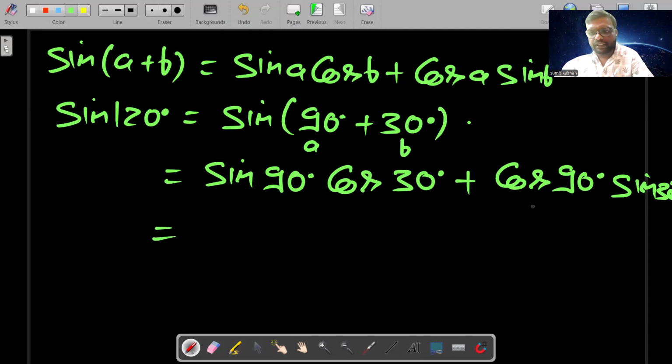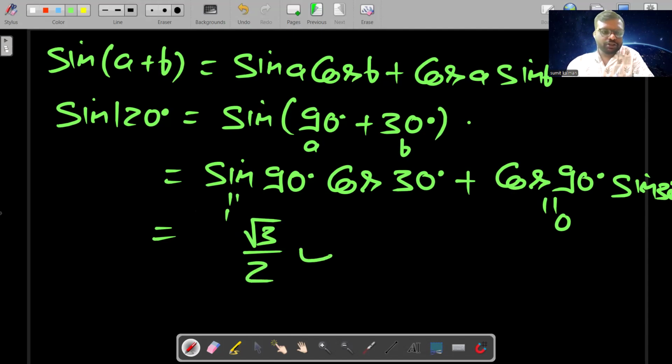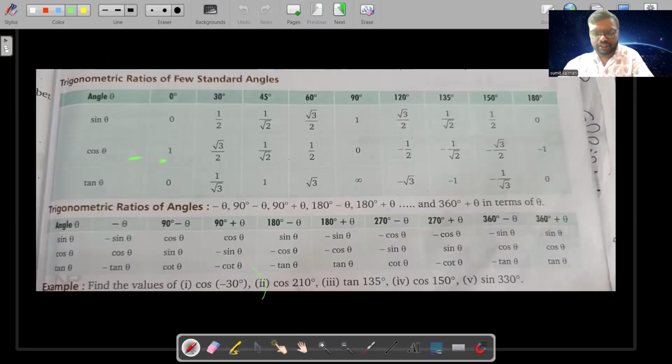Students, this part will be equal to 0 because cos 90 is 0. So 0 into 0 will be 0. And this is 1. And the value of cos 30 degree is under root 3 by 2. So here we have got our value of sine 120 degree as under root 3 by 2. Similarly, you can calculate the value of 135 degree, 90 plus 45, 150 degree, 90 plus 60, 180 degree, 90 plus 90.